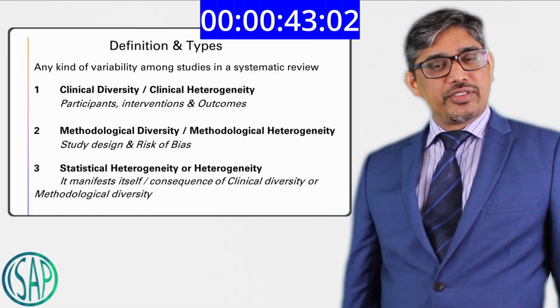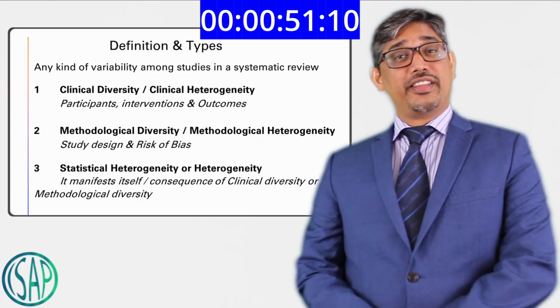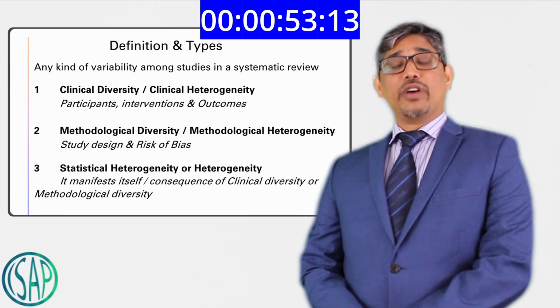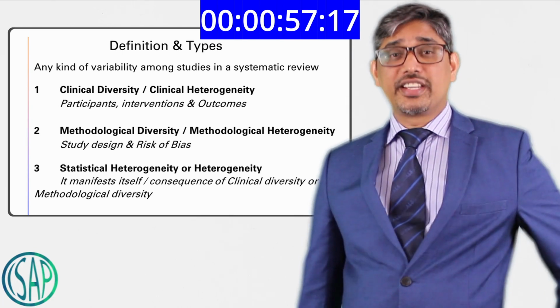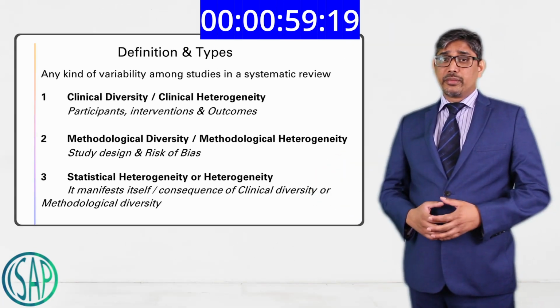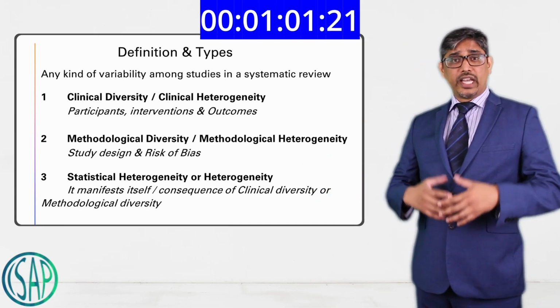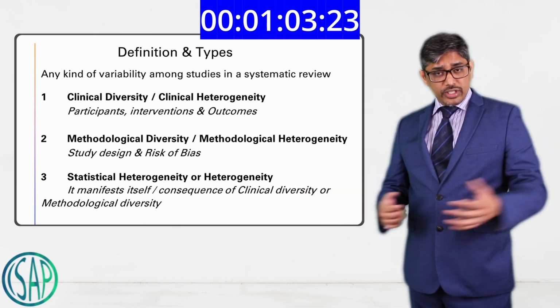How many types of heterogeneity does exist? Anybody? I'm aware that there's 3 types, but I only know methodological heterogeneity. That's a very good answer. There are 3 types of heterogeneity. One is a clinical heterogeneity, second one is methodological heterogeneity, third one is statistical heterogeneity. Clinical heterogeneity is nothing but diversity of the participants, diversity in the interventions, diversity in the outcomes.